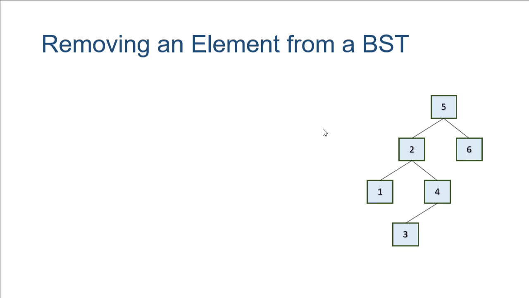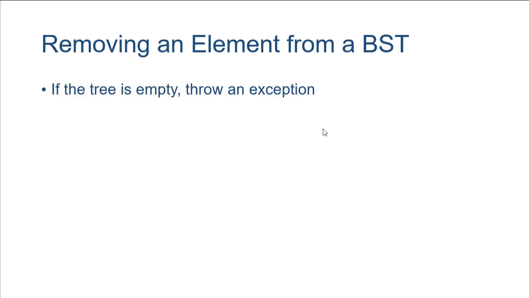In this video, we're going to go over some more binary search tree methods, starting with removing an element. Now, removing an element is probably the most complicated of all the methods in our binary search tree class. So we're going to go over this pretty slowly. And first off, we want to talk about what this method needs to do. So if we have an empty tree, we're going to throw an exception.